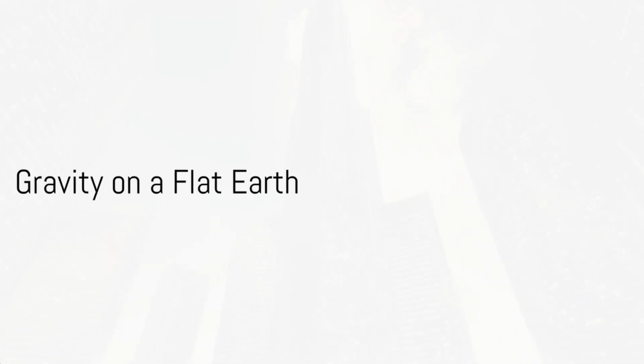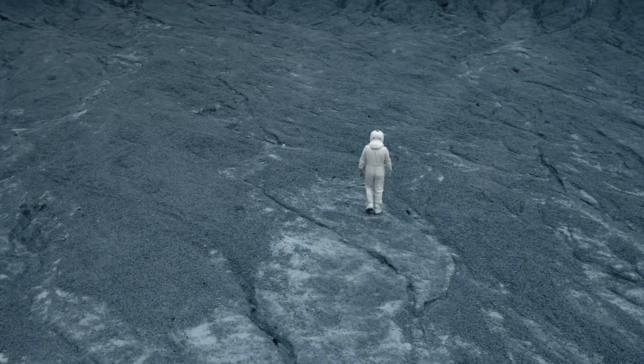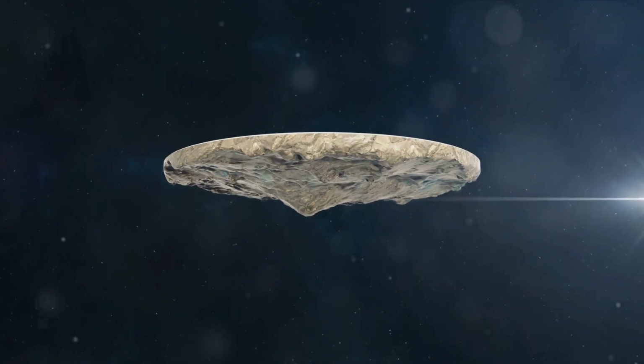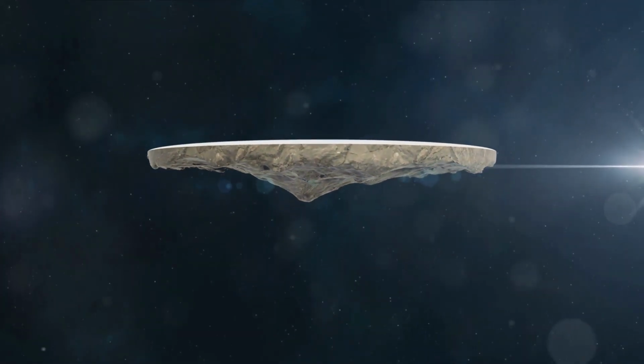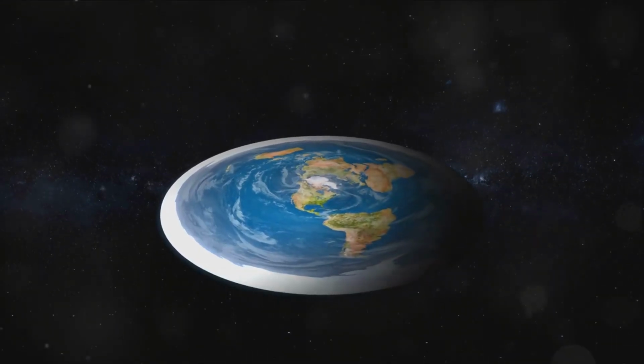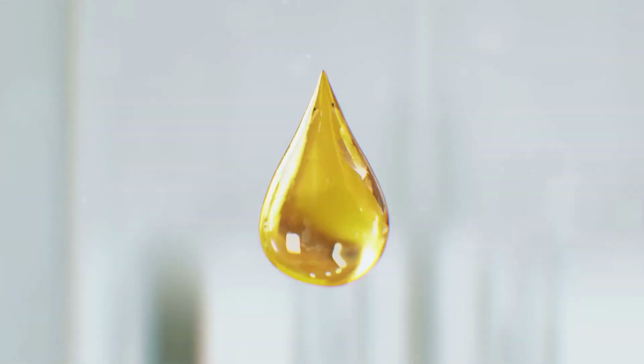Next, let's ponder over gravity on a flat Earth. Gravity, that invisible force that keeps us grounded, works in a particular way because our planet is a geoid. It pulls everything toward the center, creating a downward force that we experience as weight. On a spherical Earth, gravity is consistent no matter where you are, be it the North Pole, the equator, or somewhere in between. But how might gravity behave on a flat Earth?